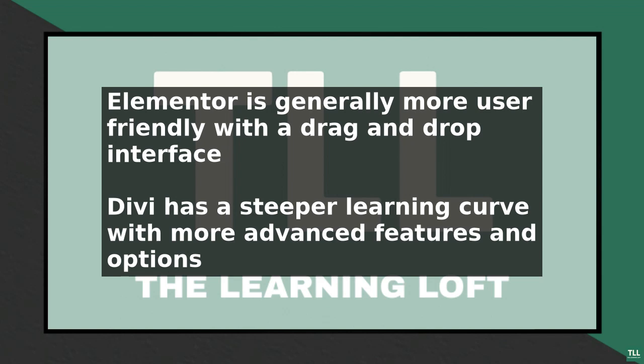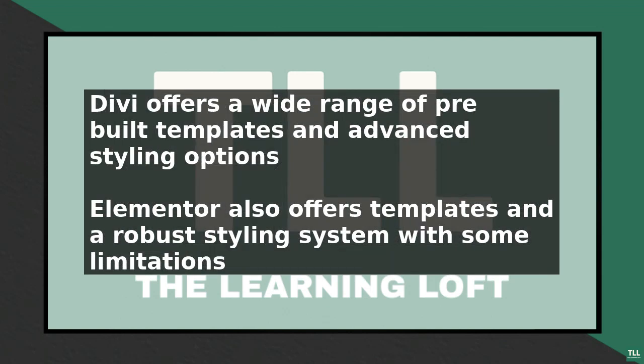When it comes to design flexibility, Divi offers a wide range of pre-built templates and layouts, as well as advanced styling options. Elementor also offers a range of templates and a robust styling system, but may not be as flexible as Divi. In terms of performance, both page builders are optimized for speed and SEO, but Elementor is generally considered faster and more lightweight. Divi, on the other hand, can be slower due to its more complex features and styling options. So, which one should you use?